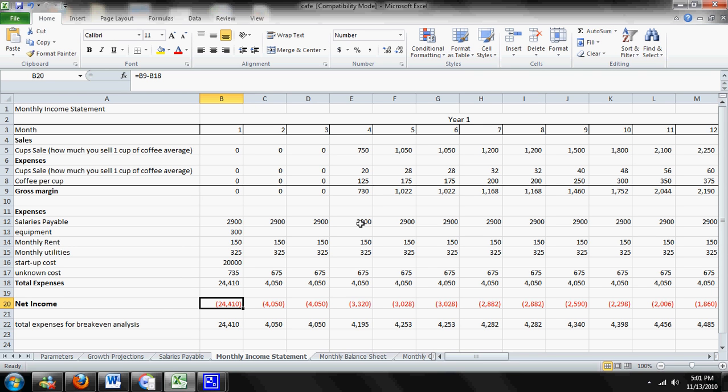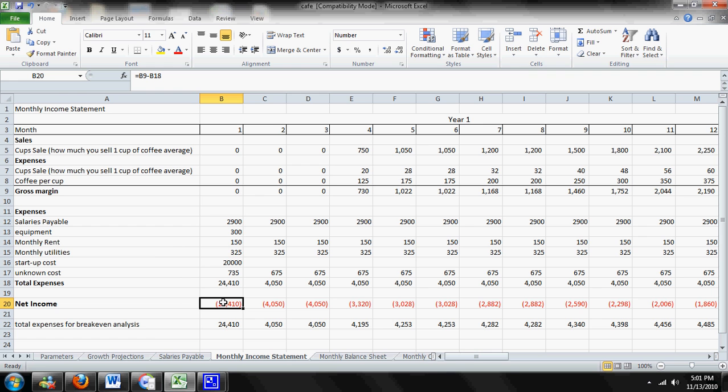Basically, what is an income statement? An income statement shows you how much money you make every month, month one, versus how much your expenses are. So you take how much you make and subtract out your expenses, so you can get a quick look at whether or not you made profit that month, or if you're actually losing $24,410, like in this case, every single month.